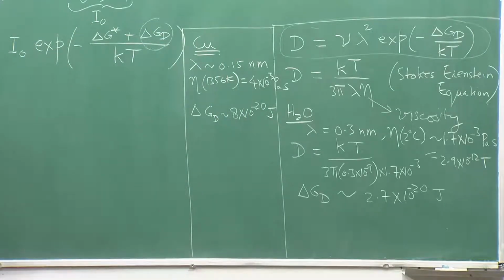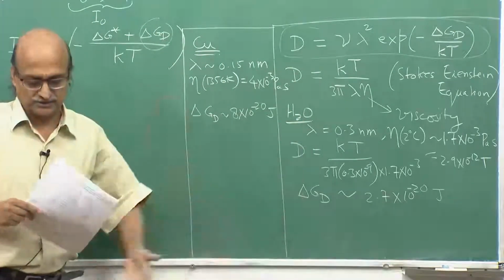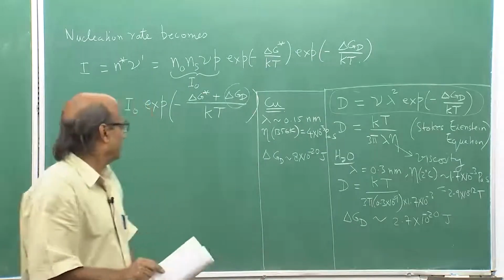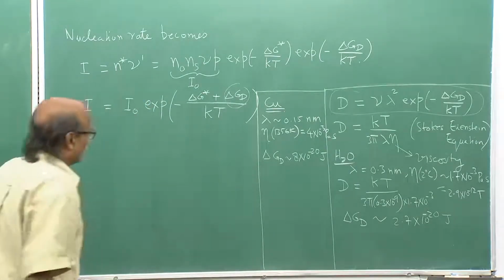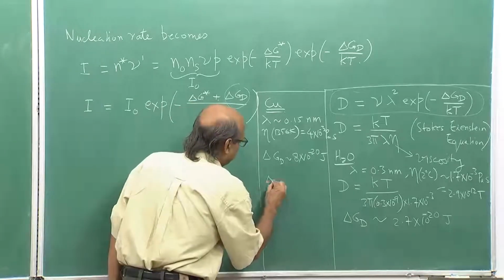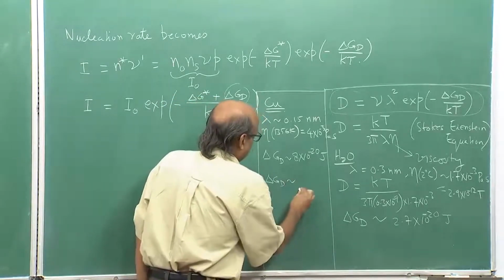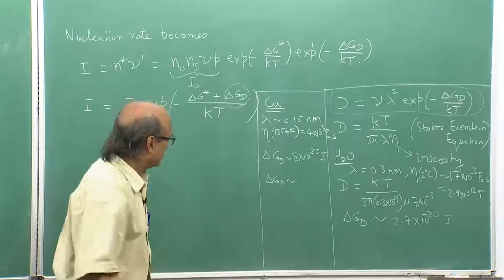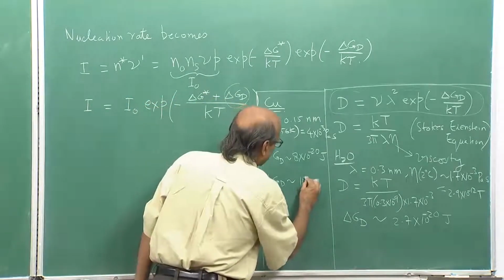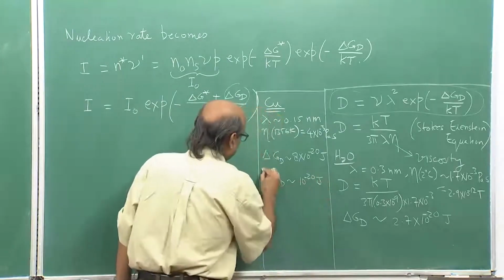In fact, if we do this calculation for different metals, we can assume that the value of delta GD can be taken as an order of magnitude estimate to be 10 to power minus 20 joules.